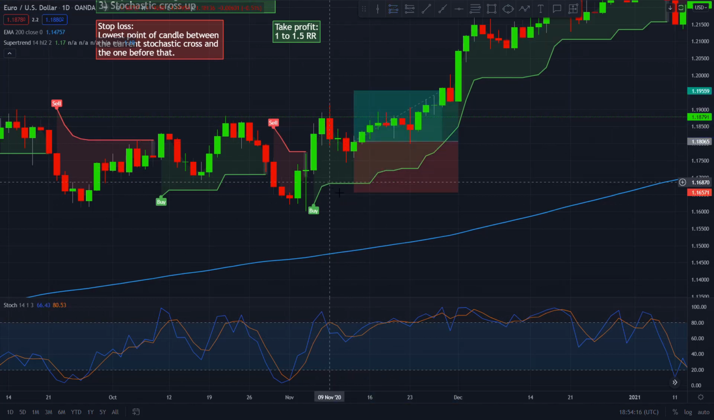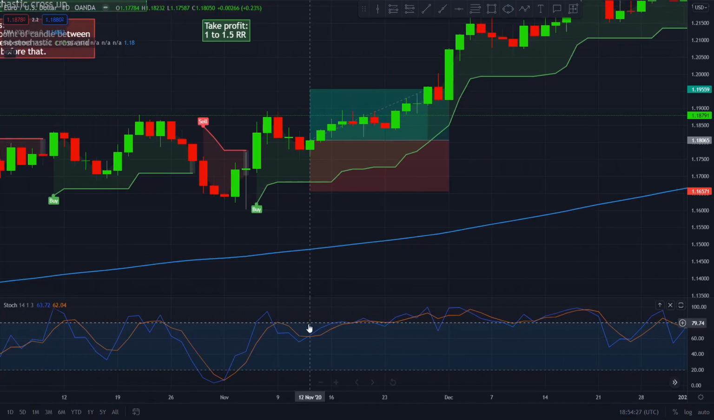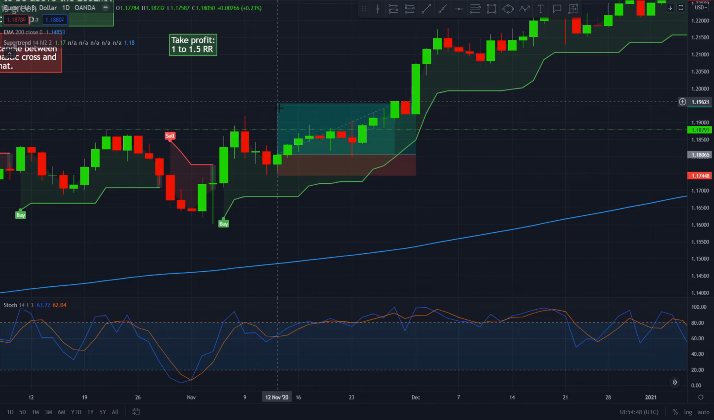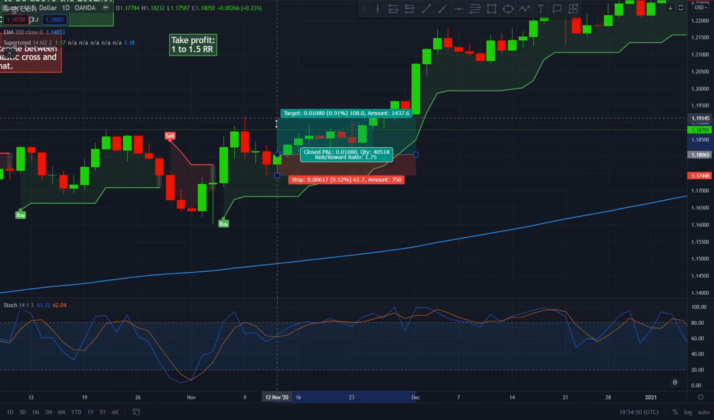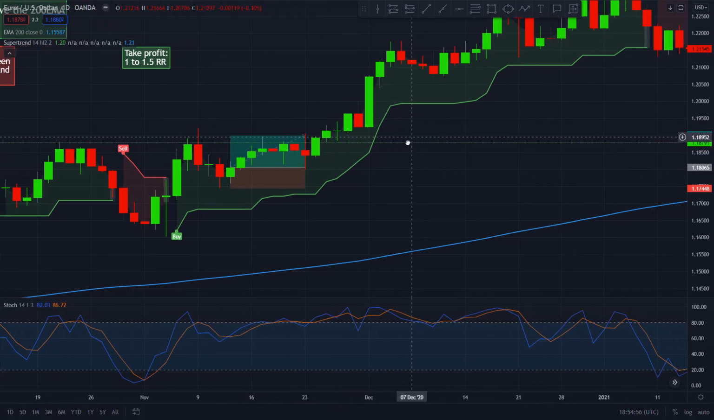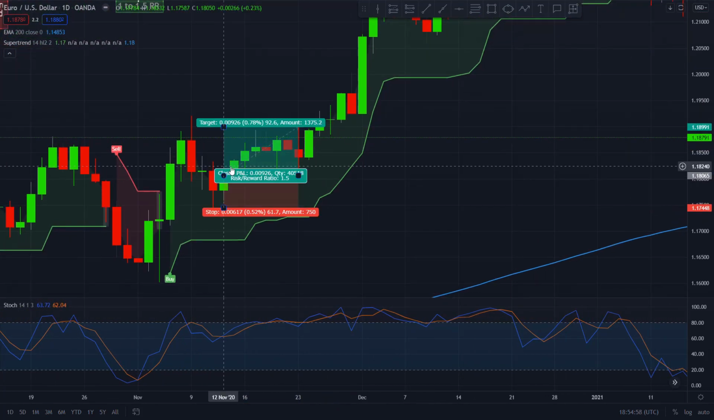For the stop loss, we are going to target the lowest point of this cross up and the last cross down on the stochastic. Now let's see where that was. We have a cross up right here, and we had the last cross down right here. As you can see, it's going to be on this one. So that is going to be our stop loss. Now for the take profit, we are going to set it to 1.5 times the risk. Right there. And as you can see, this one was a winner.